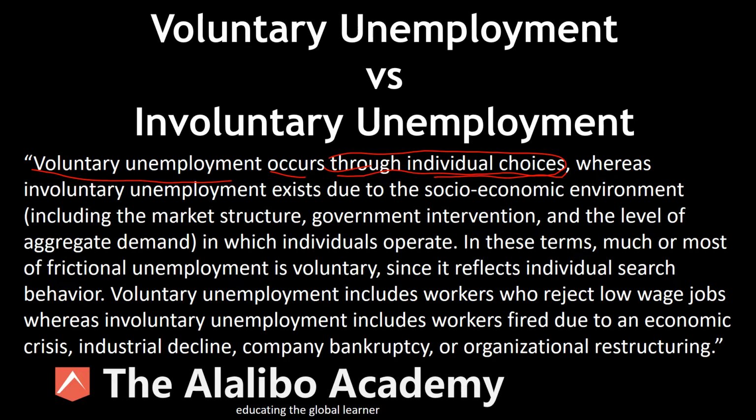All right, so it says here, let's take this again. Voluntary unemployment occurs through individual choice, whereas involuntary unemployment exists due to the socio-economic environment, including the market structure, right? So market structure has a lot to do with it. Are they hiring? What's going on in the market environment? Government intervention could also be a reason for involuntary unemployment. Government steps in with regulations, and regulations really tighten the screw on some corporations, and they start laying off workers, etc. And the level of aggregate demand in the economy in which individuals operate.